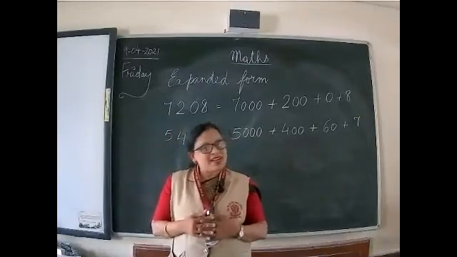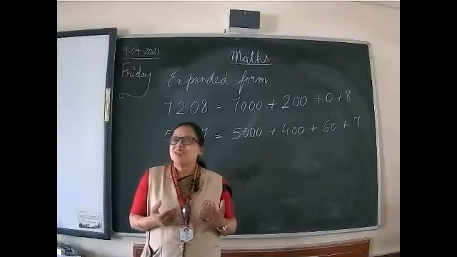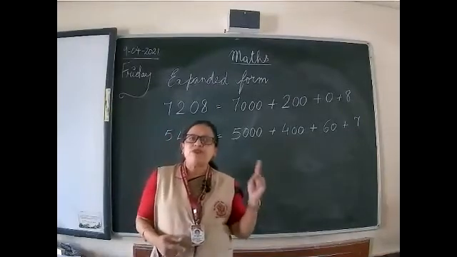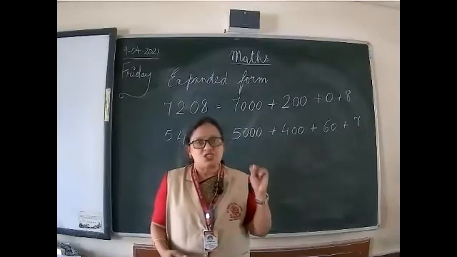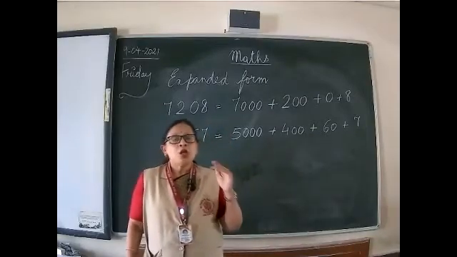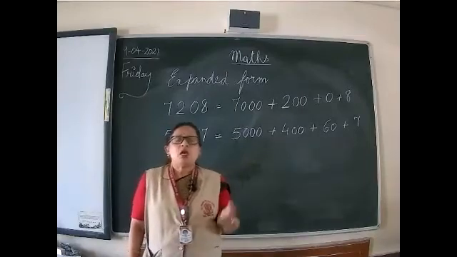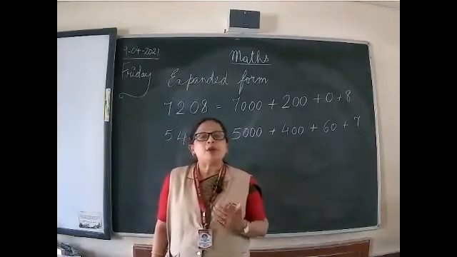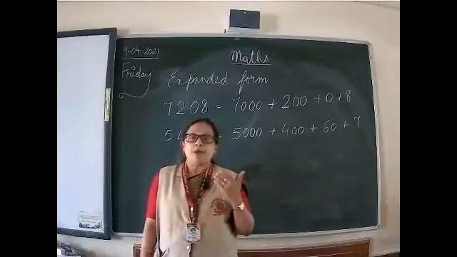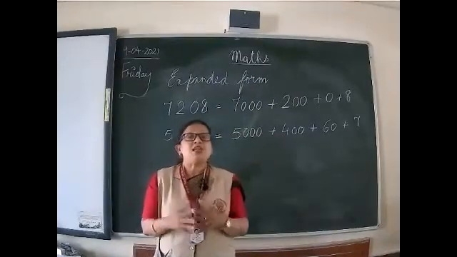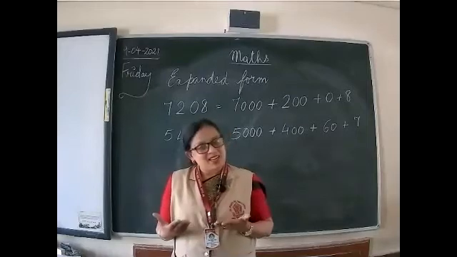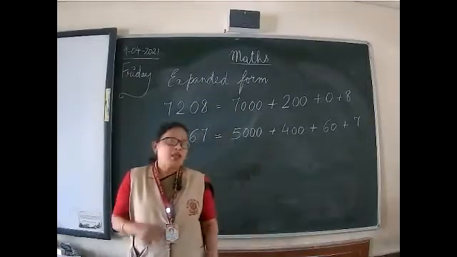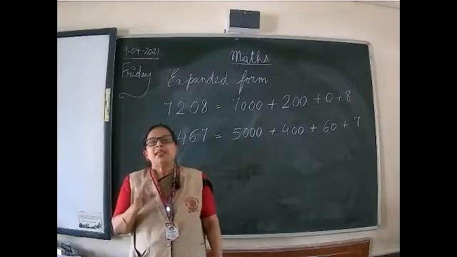Then we studied how to compare the numbers. Comparing of numbers is very easy. We start from the leftmost place. Leftmost place is the highest digit. Is it clear? So when we compare the numbers, we count the number of digits in the given number. The number which has more digits is always greater. Is it clear? Then if the number of digits is also the same, then what will we do?